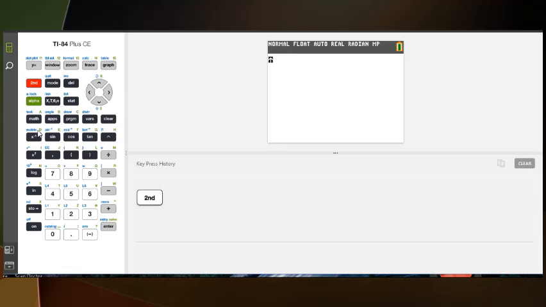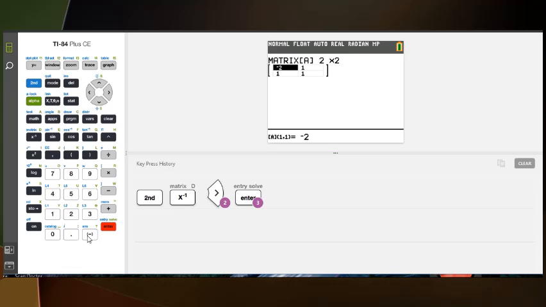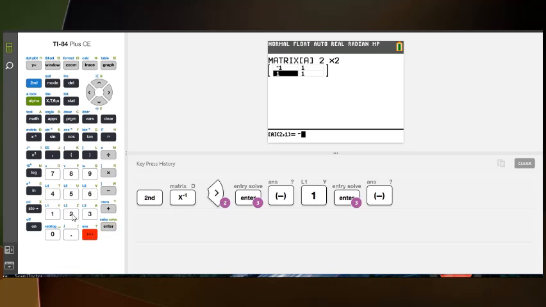So let's go in here and edit our matrix. I've got a second matrix I'm going to edit. I'm going to edit matrix A first, which is my 2 by 2 matrix. And I'm substituting in minus 1, and I got 1, and I've got minus 2, and 1. Okay, so we got that.